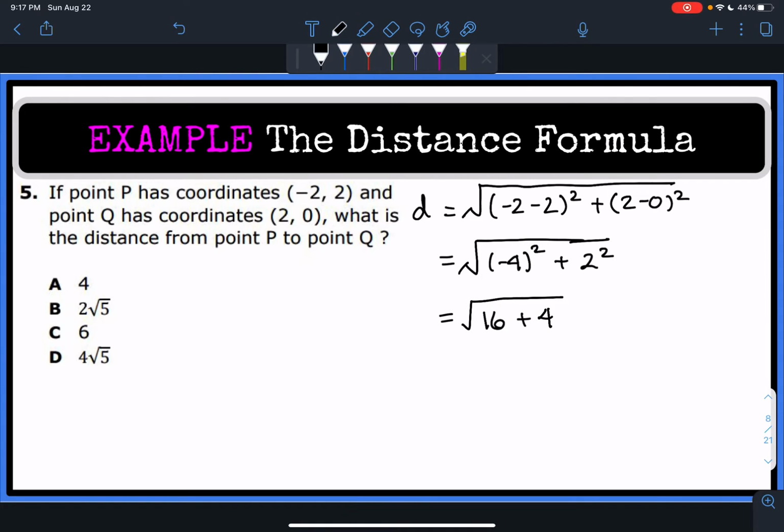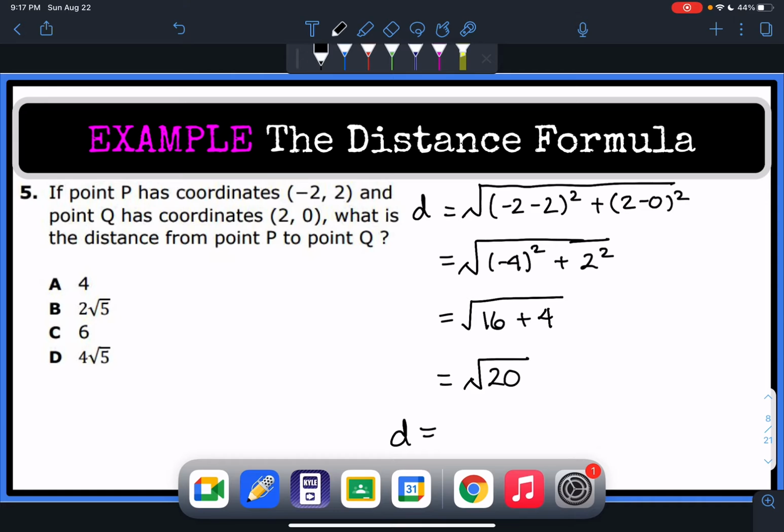Now adding 16 and 4, we get the square root of 20. And let's see what that's going to equal. Let's go to our calculator because it doesn't match up to any one of these numbers. Well, obviously it's not going to be letter A and letter C. It's not going to be 4 and 6. So it's going to be either 2 times the square root of 5 or 4 times the square root of 5.